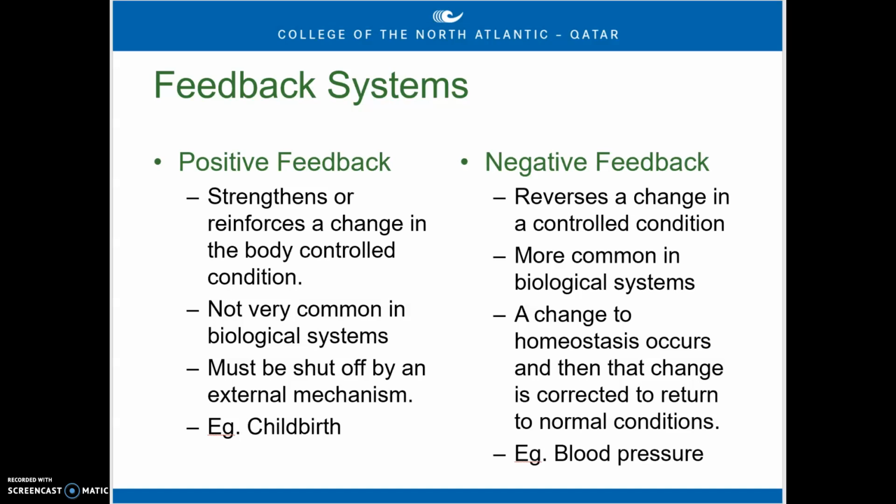Now, in a negative feedback loop, we're going to see a reversal of a change in a controlled condition. This is much more common in biological systems, and the general idea is a change in the homeostasis occurs, and then that change is corrected and returns us to normal conditions. So we'll use an example here of blood pressure.